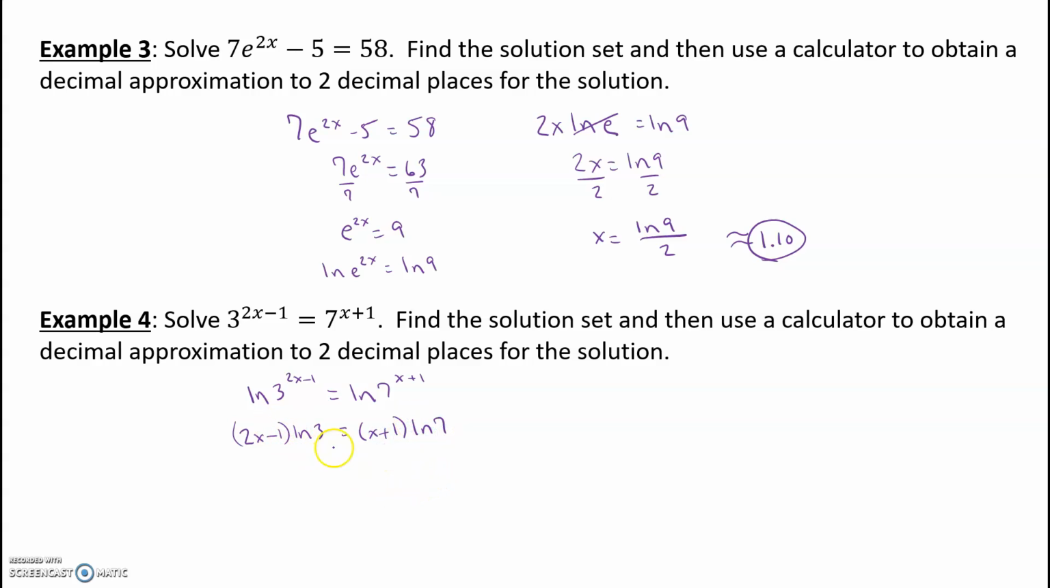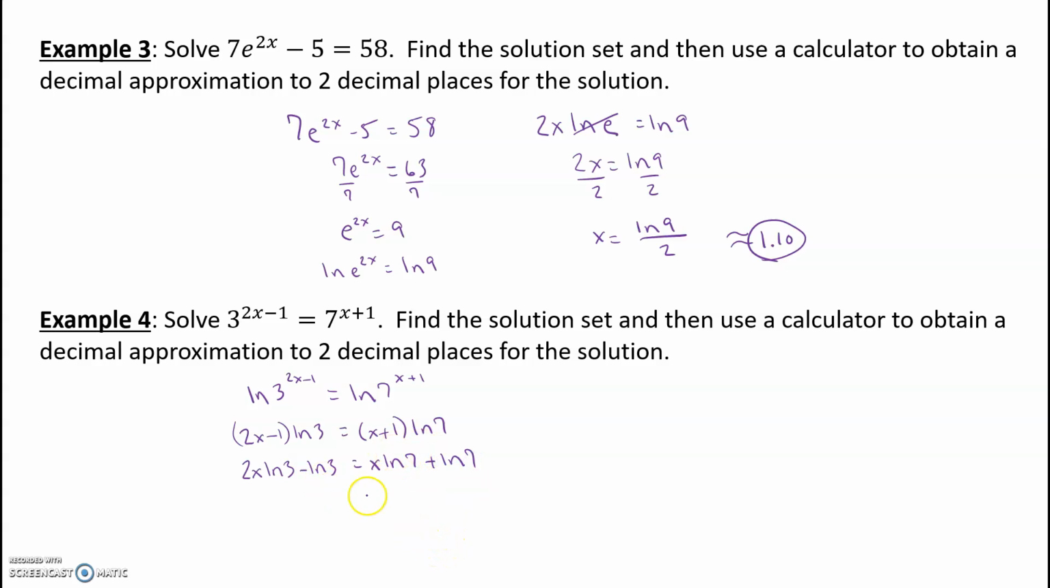Now here it's kind of hard because I got to get x alone. Remember, natural log of 3 is a constant. It's a number. You could type it in your calculator. So we're going to go ahead and multiply that. So we have 2x times the natural log of 3, minus the natural log of 3, equals x times the natural log of 7, and then times 1, which would be the natural log of 7.